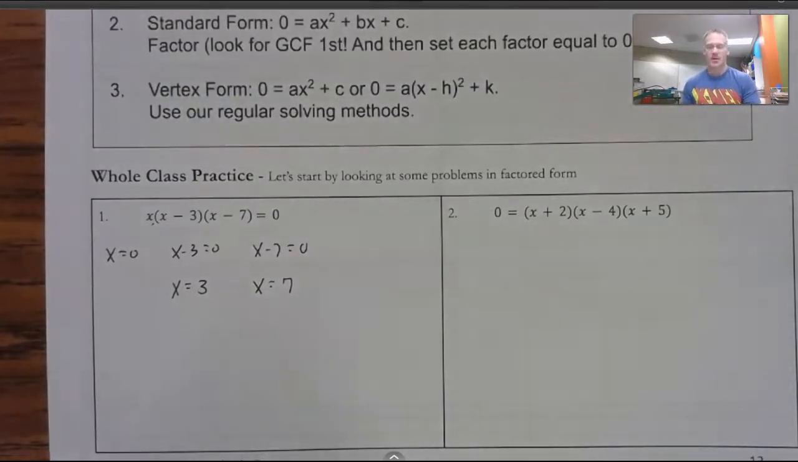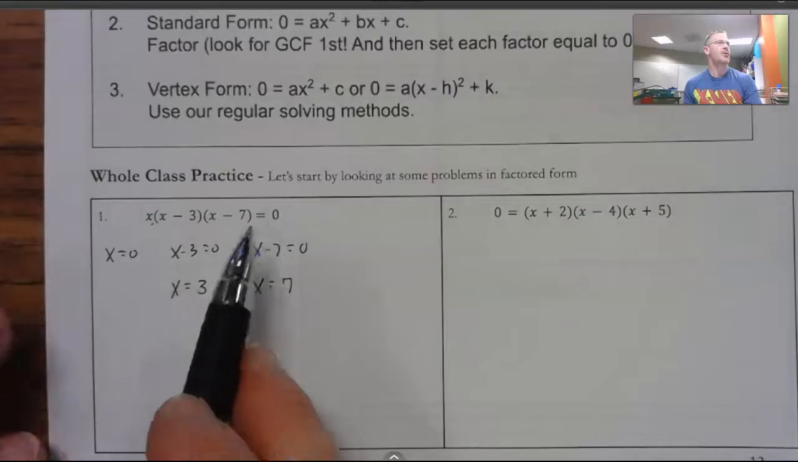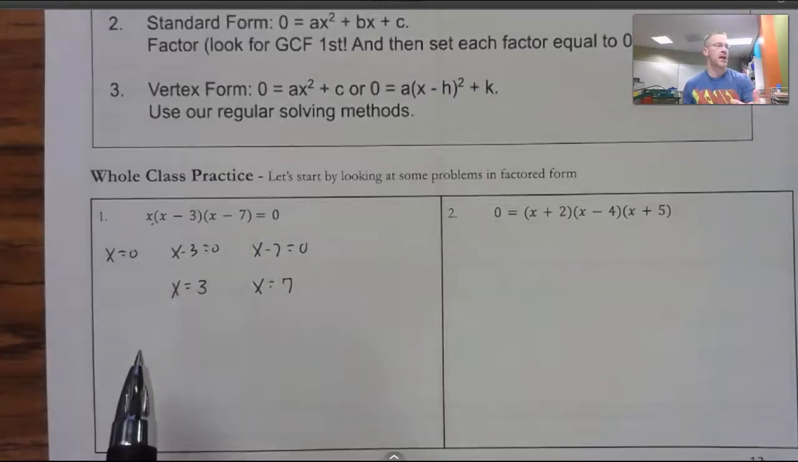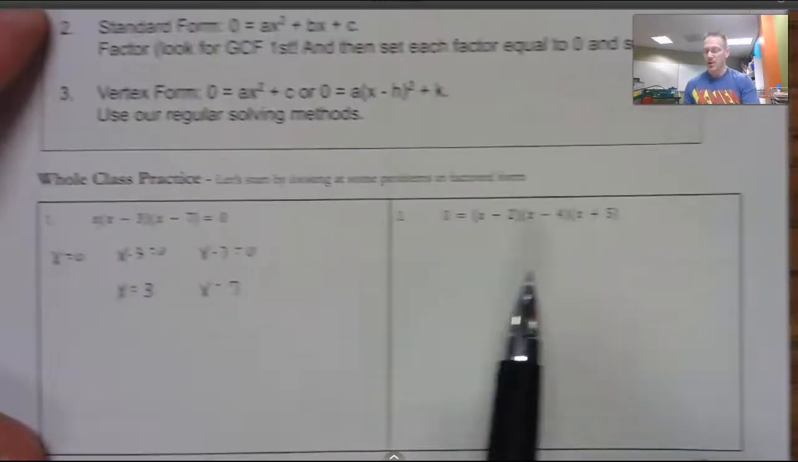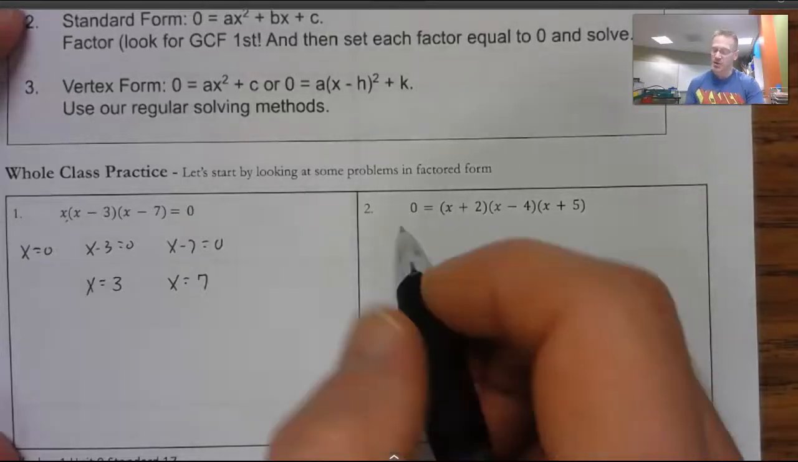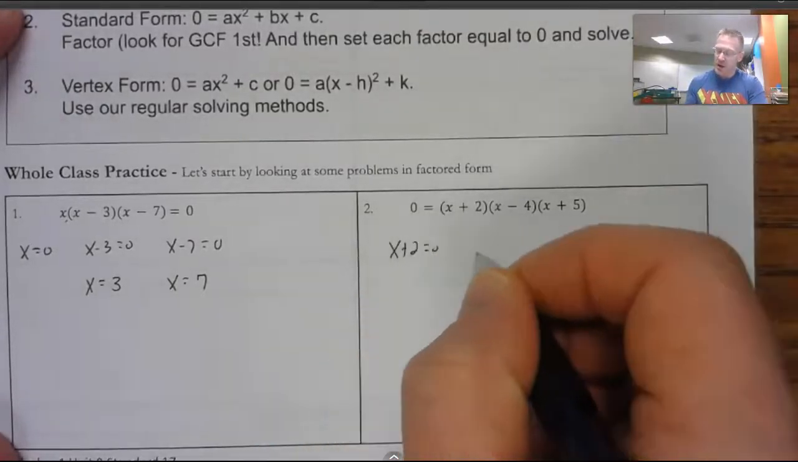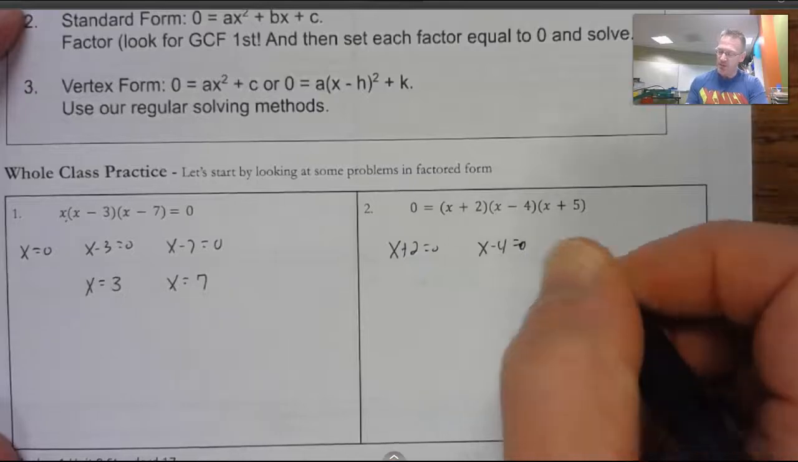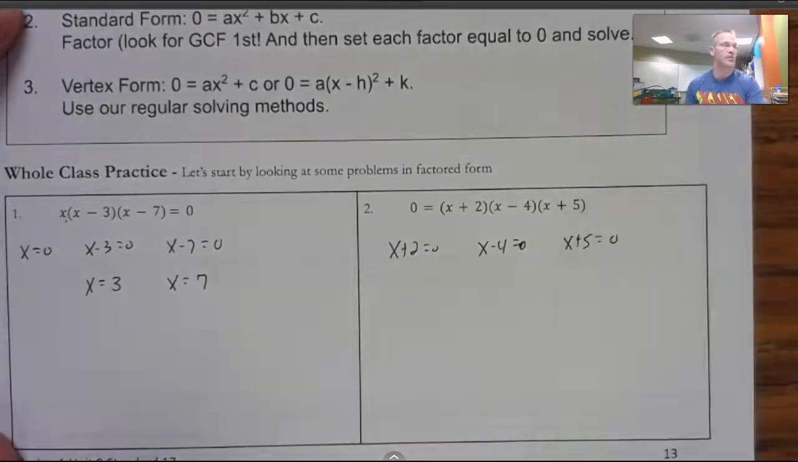If we think about x-intercepts, because if y is equal to 0, that's where it crosses the x-axis. Those are my x-intercepts. All right, looking at number 2 here. Once again, we have 3 pieces. It's equal to 0. So we just take each of those pieces and we set them equal to 0. And then we solve each of those individual pieces.